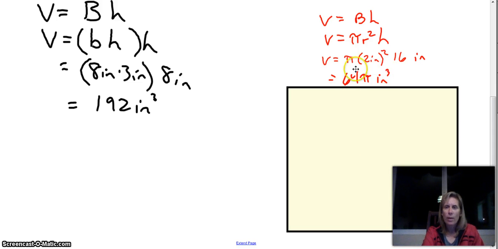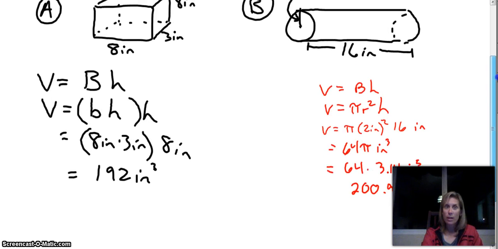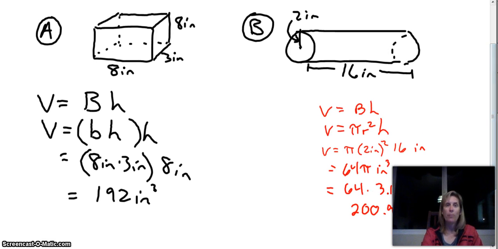So we're at the point of needing to use some value for pi. What do we usually use? 3.14. So 64 times 3.14 is 200.96 inches cubed. So which container holds more dog food? Container B. Good. So we'll jot in our inequality sign.